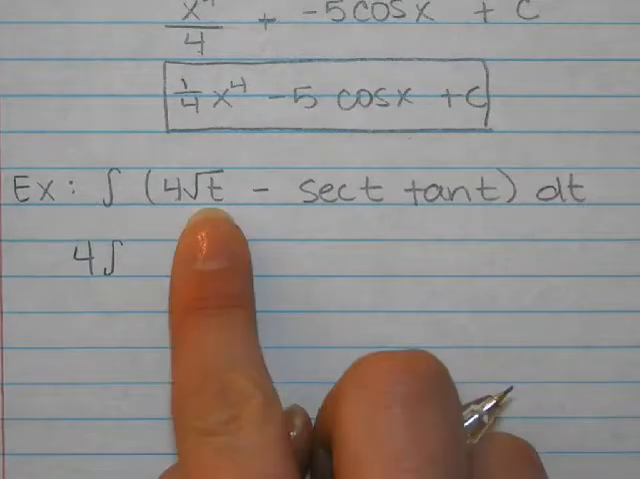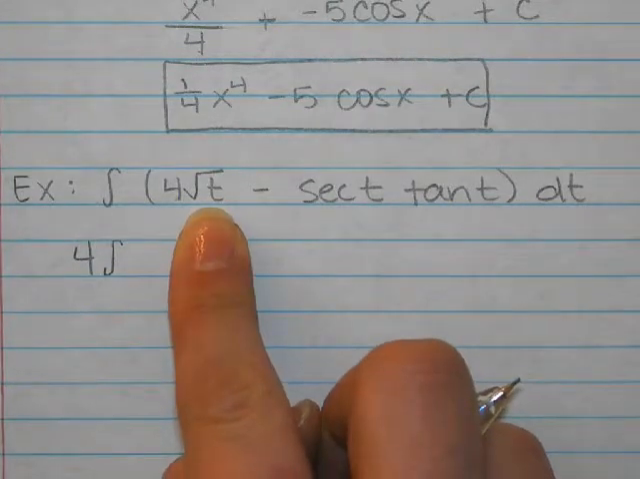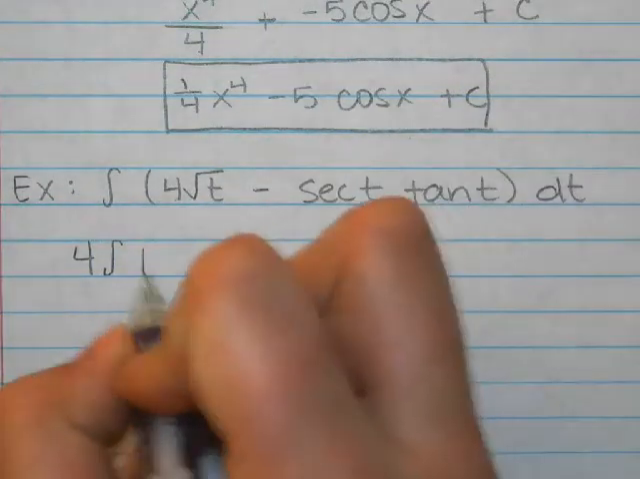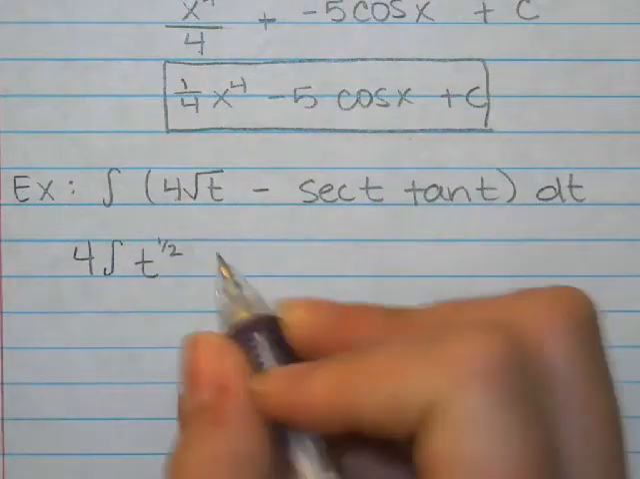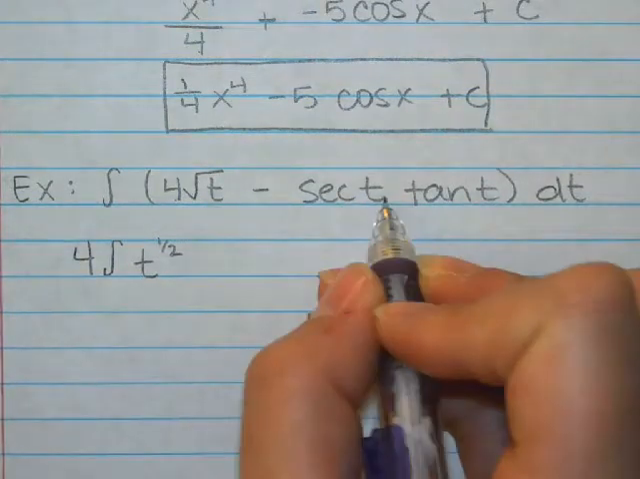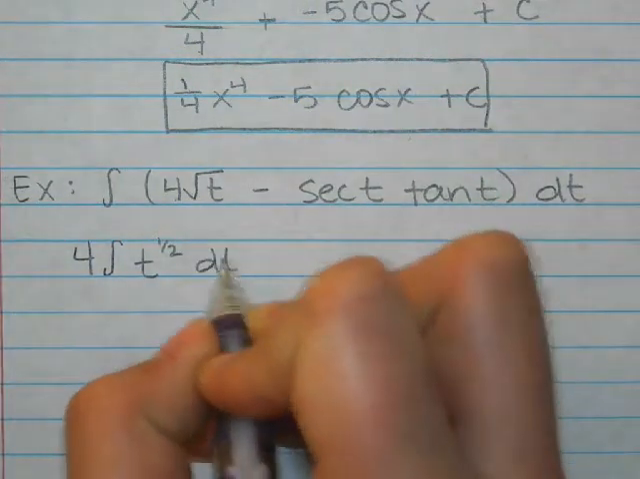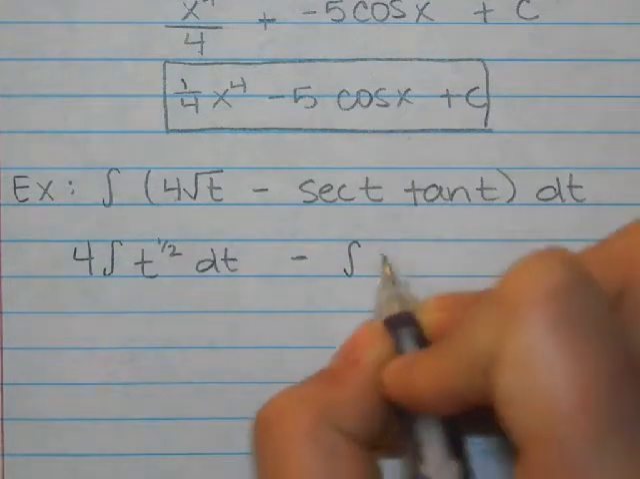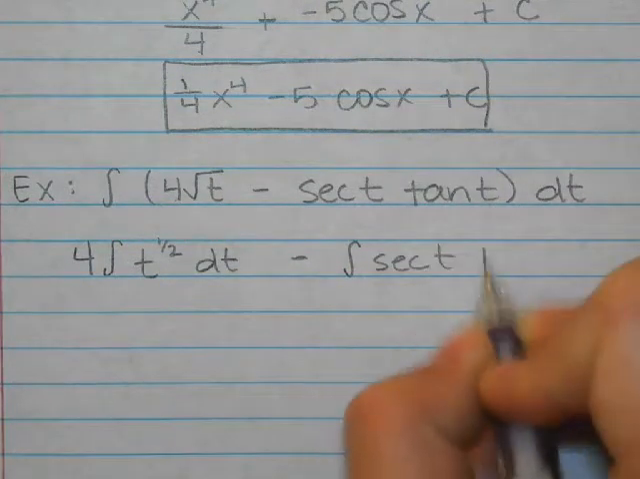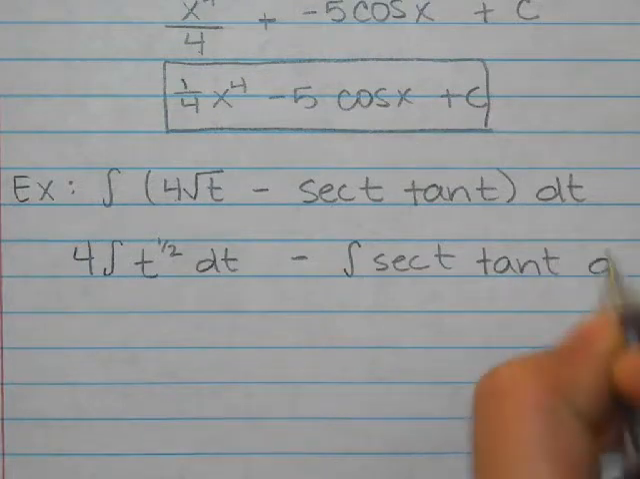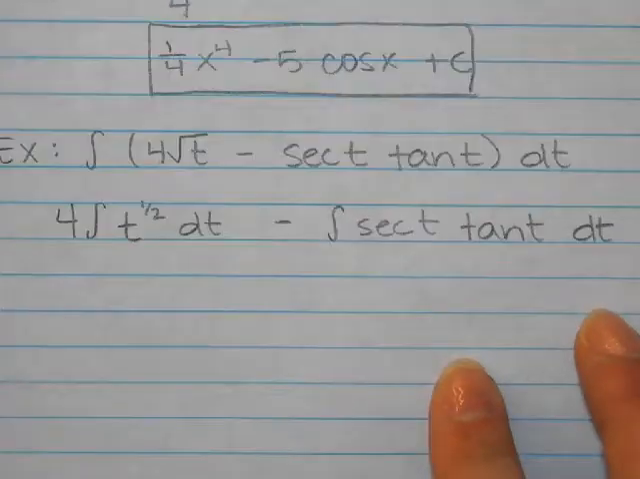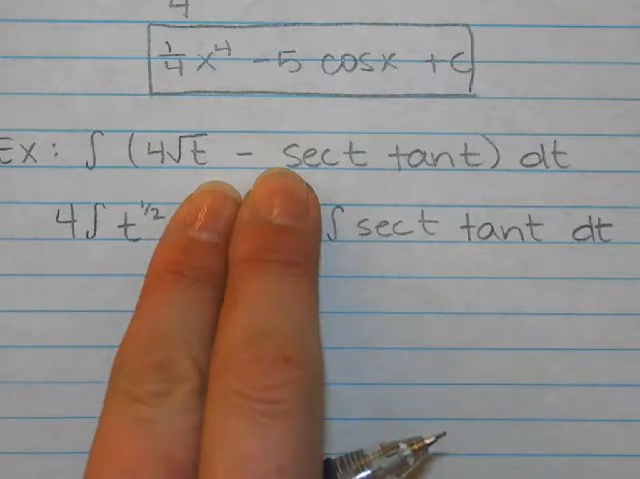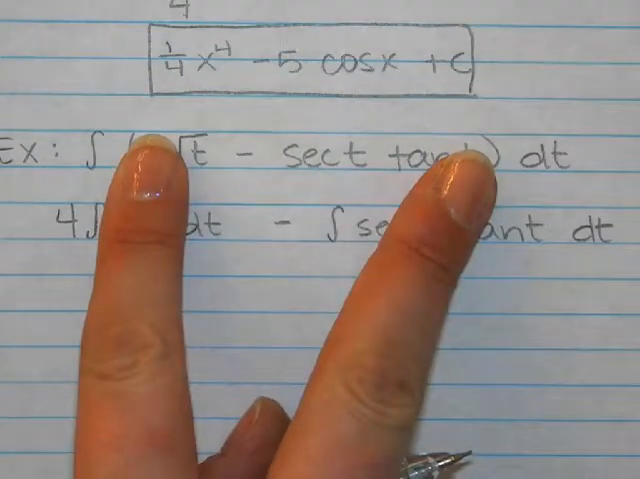And then just like normal, I am going to rewrite the square root of t. And how should I rewrite it? T to the 1/2. Okay, and now that I've split it apart, I'm going to make this the second piece. I'm going to put a dt right there. And I'm going to say minus, and then I'll do the integral of secant t tan t dt. So I took the two different terms and I split them apart into two different integrals.